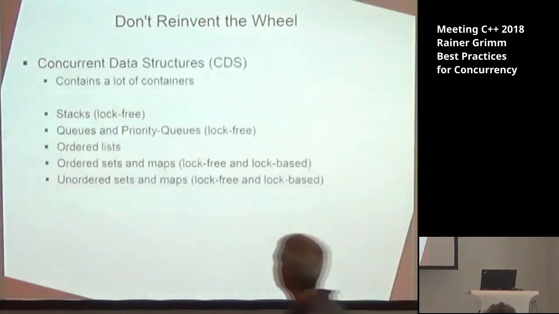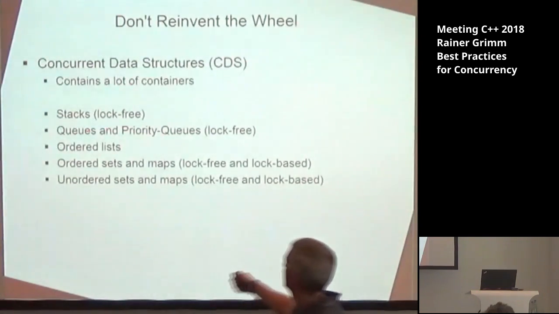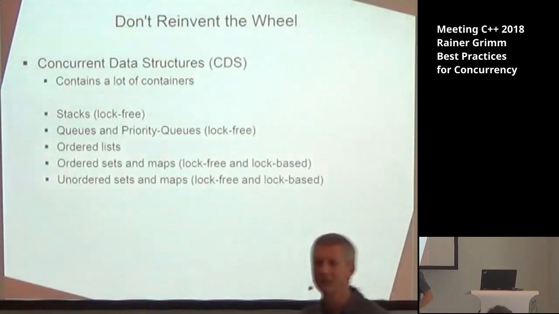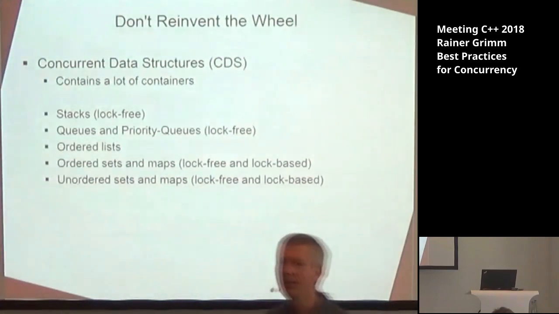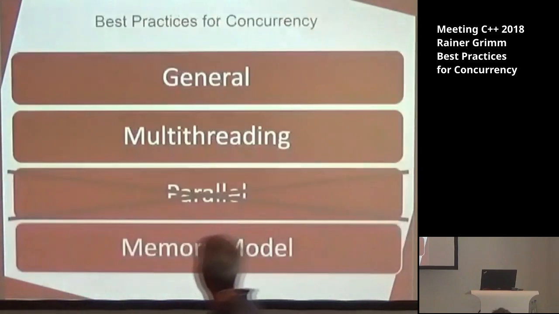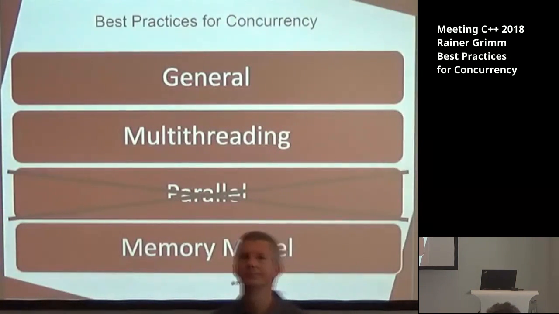Okay, and that is concurrent data structures. It contains a lot of containers, stacks, queues, priority queues, ordered lists, ordered sets, maps. You see, there's a lot of stuff inside. libcds is the official name as far as I know. And I think now I'm done. Okay, yeah, I'm totally done.